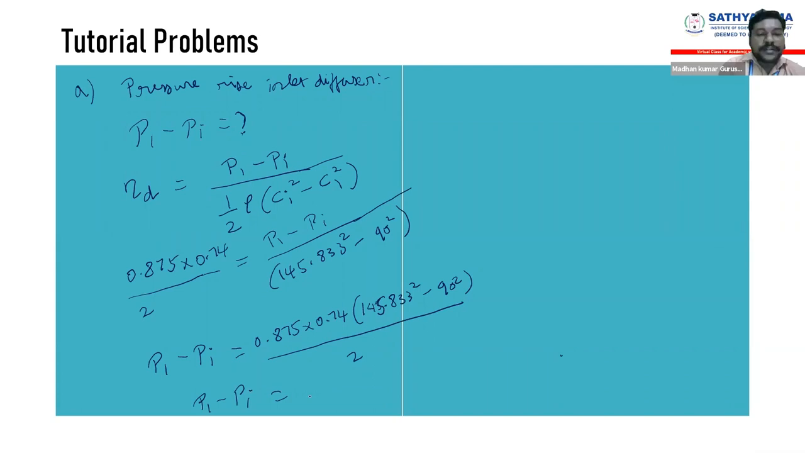Yes, it is 4262.618. Okay, what is the unit? The unit is in Pascal. You have to convert into bar. So how much in bar? 4262.618. Very good. So this is in Pascal, right? You have to convert into bar. So Pascal to bar, what is the answer?